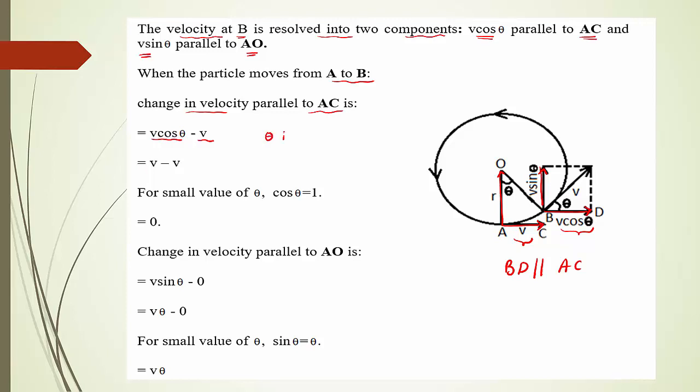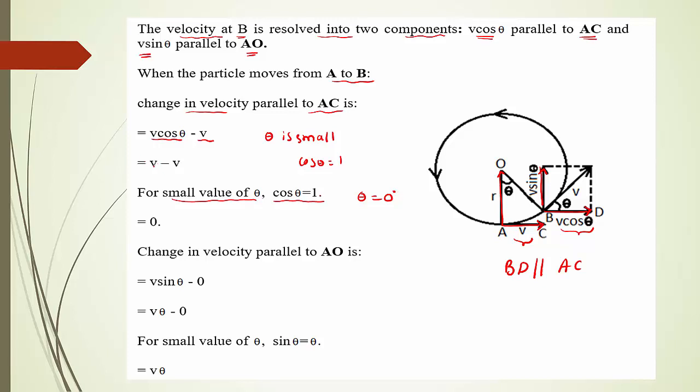Since theta is very small, we can neglect the trigonometric function cos. For a small angle, we can consider cos theta equal to 1. For a small value of theta, cos theta equals 1. Cos theta equal to 1 means theta equals how much? Theta equals 0 degrees, because cos 0 is 1. For a small angle, we will get the answer.